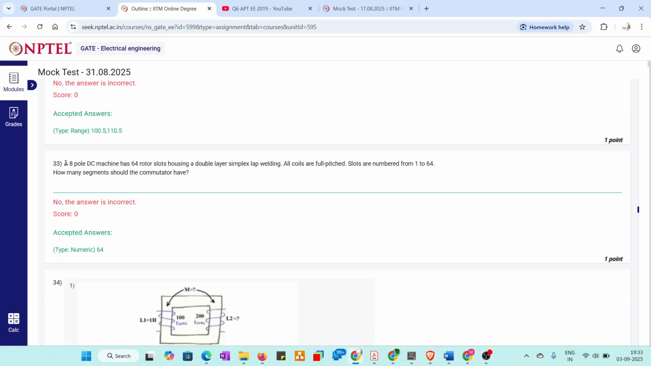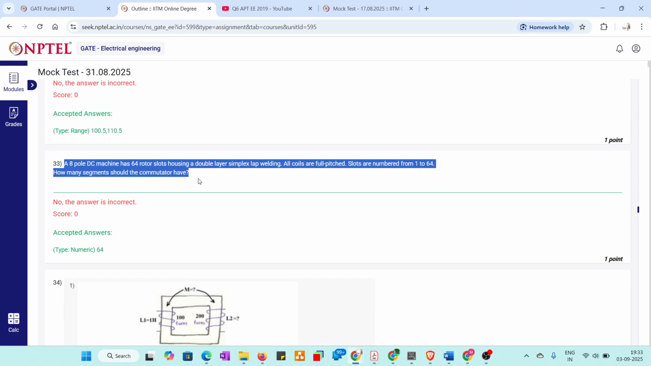Next, coming to the DC machine. Okay, DC generator, 8 pole, 64 slots, double layer, simplex lap winding, coils at full pitch, flaps are numbered from 1 to 4. How many segments should be completed? So we have the formulas based on that. When you draw it, we need to check whether it is simplex lap winding or wave winding, and the number of layers. Then it will be solved.